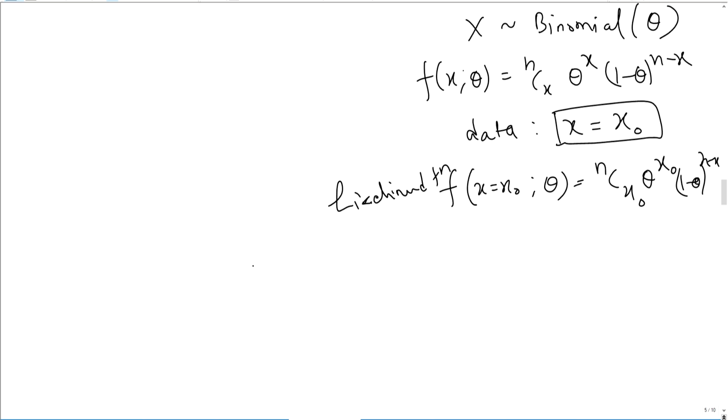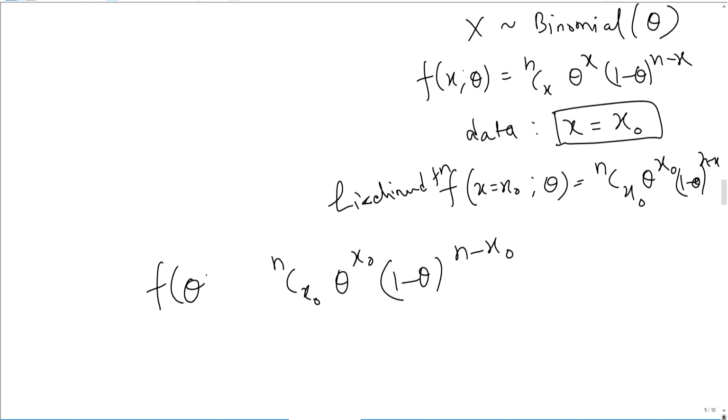Let me write it clearly here. So, my likelihood function is n choose x naught, theta to the power x naught, 1 minus theta to the power n minus x naught. Now, this just remains a function of theta, because n and x naught are known and fixed. So, basically your data and the sample size are known and fixed.